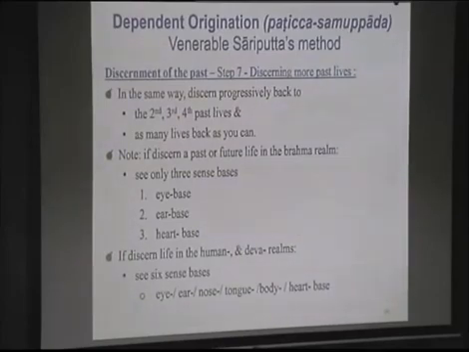Now, discern a part of future life in the Brahma realms. You see only 3 sense bases: eye base, ear base, and heart base. You cannot see nose base, tongue base, body base. So these 3 bases only. In discerning life in the human and Deva realms, you see 6 sense bases: eye base, ear base, nose base, tongue base, body base, heart base. This is how we can tell the difference. This is human, or this is Deva, or this is Brahma. We know.